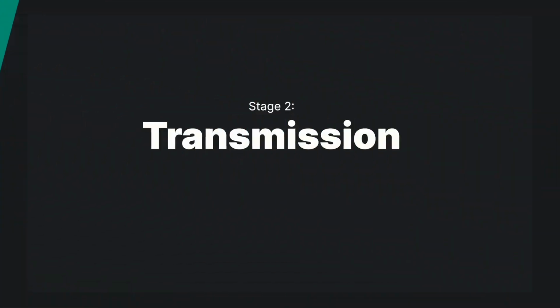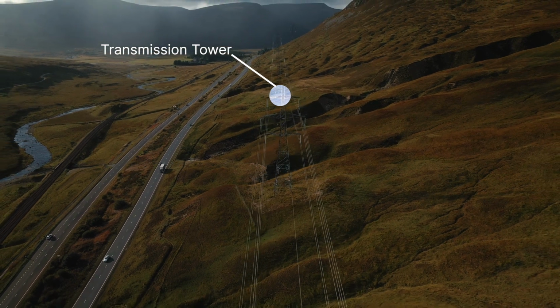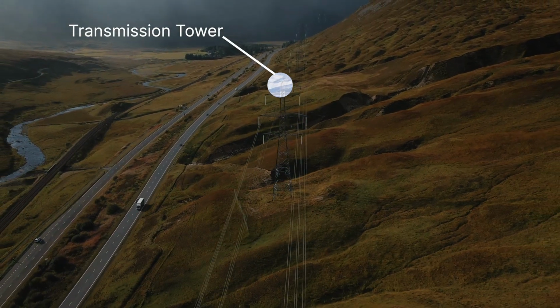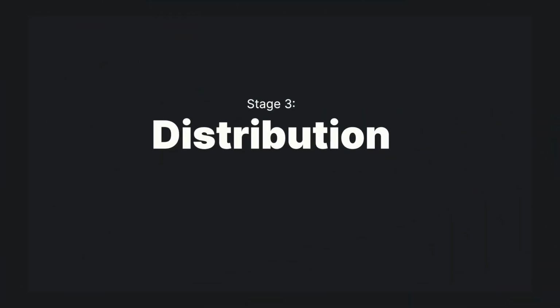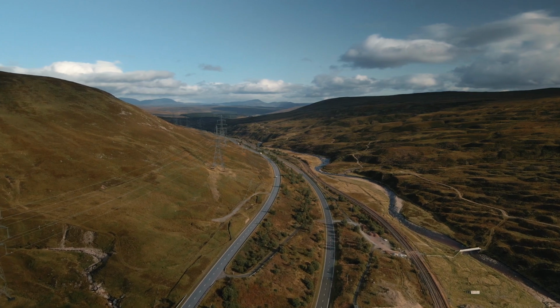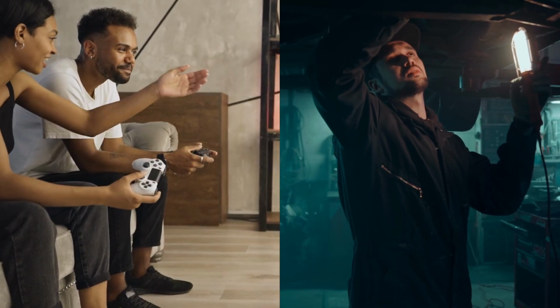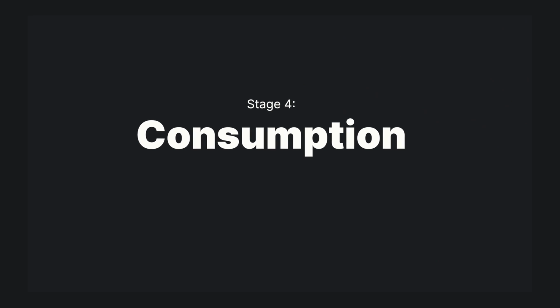The next stage is transmission, where electricity is transported across the country from generation sites to where the demand for that electricity is coming from. This generally happens via large overhead or underground wires and cables known as transmission lines. Next up is distribution, where that electricity is then delivered at a more local level to the homes and businesses that need it. The last step is consumption.